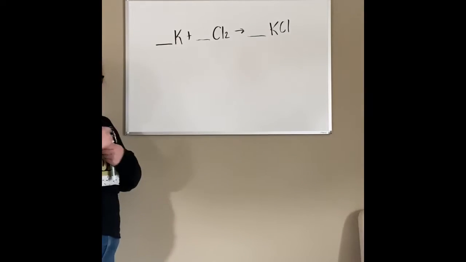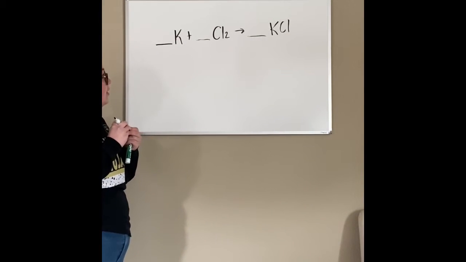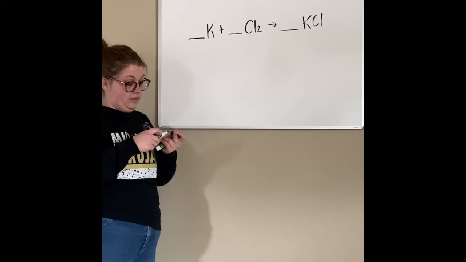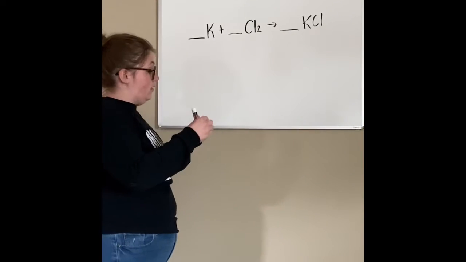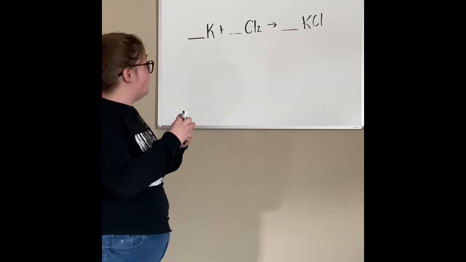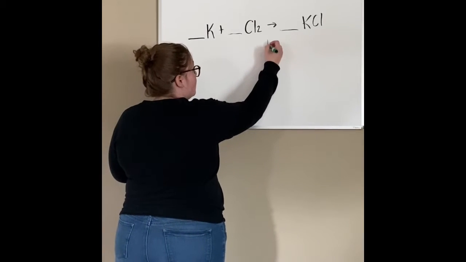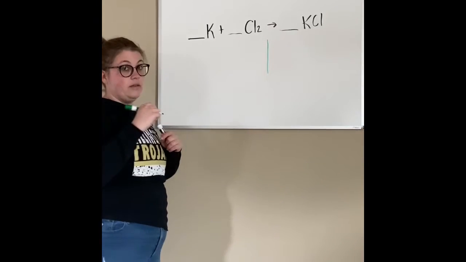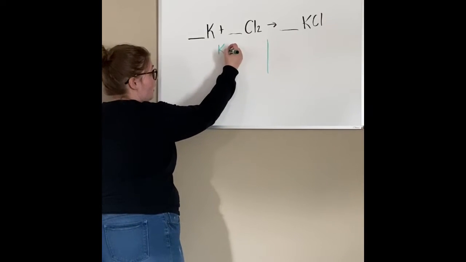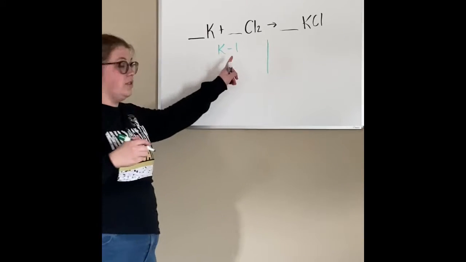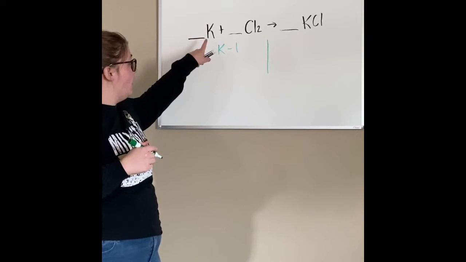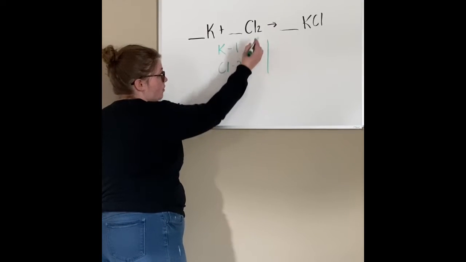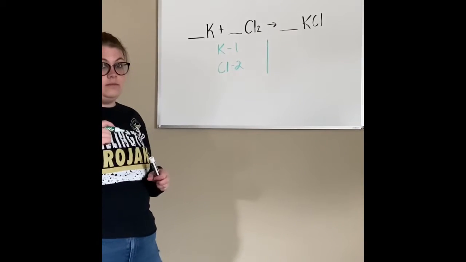Alright guys, so anytime you're balancing an equation, the first thing that you want to do is write down how many of each element you have on both sides. Write this on your own piece of paper. Over here, because there's no subscript next to the K, there's just one K. So I'm going to put K-1, and that 1 just represents that there's one K element. And then for CL, there are 2, because we've got the 2 subscript there.